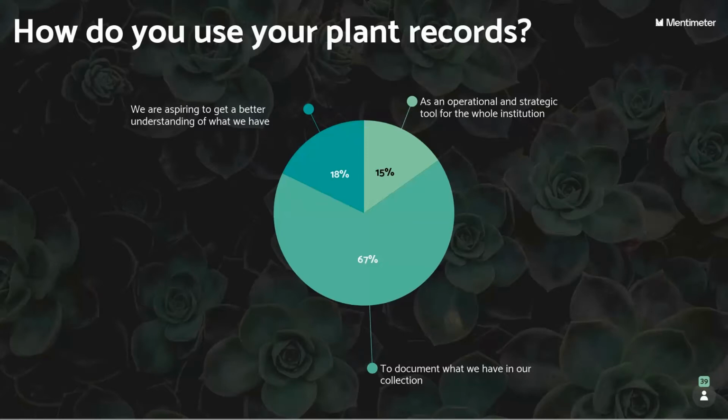We'll talk a bit more about that maybe today, but what we want to achieve or help you with is to allow you to easily come into that 15% group so that you can use your plant records not just to keep track of what you have, but to use them for other things beyond just inventory. So hopefully we'll get a bit more details on that today.